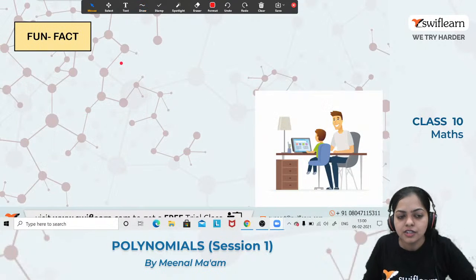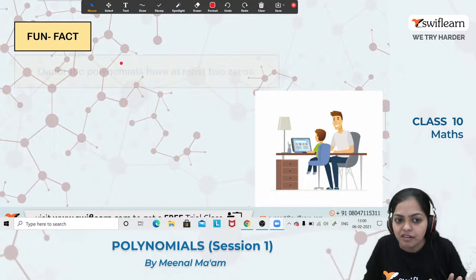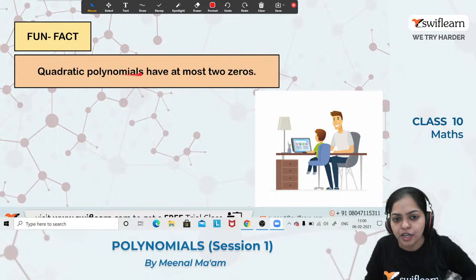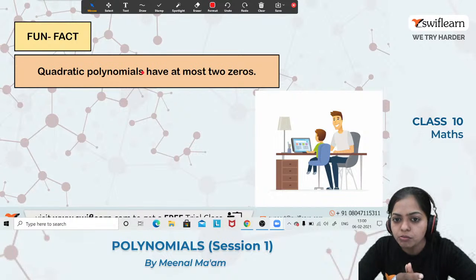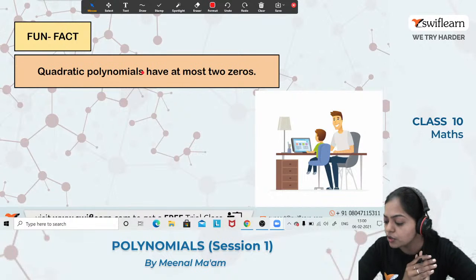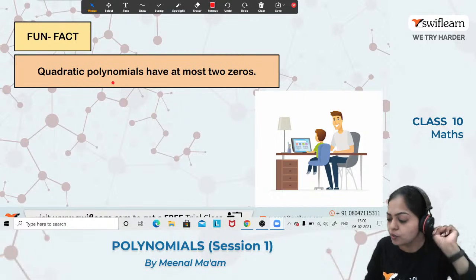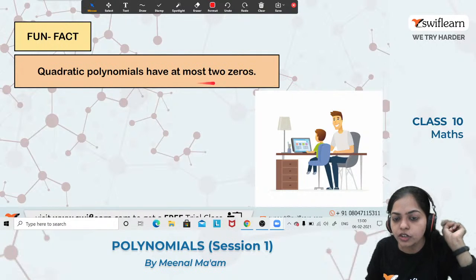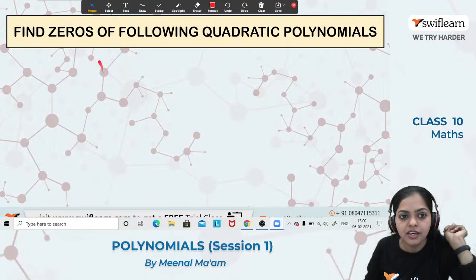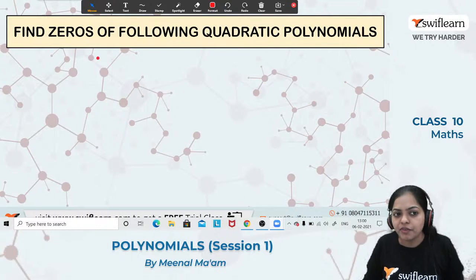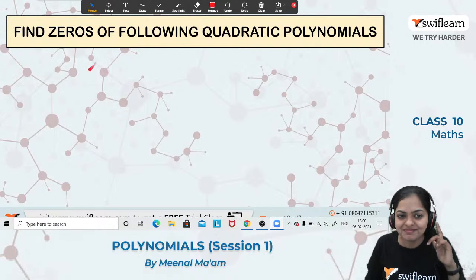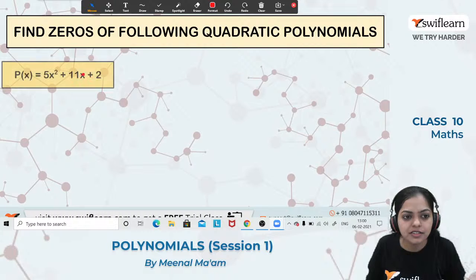Okay, so before that, let's have a look at a fun fact. What is the fun fact for the quadratic polynomial? It has at most 2 zeros, meaning the maximum number of zeros will be 2, not more than 2, because the degree of the quadratic polynomial is 2. That will be the fun fact. Now let's find the zeros of the following quadratic polynomial. What do you all think? Let's solve together. Okay, so let's have a look, and this is the first question.